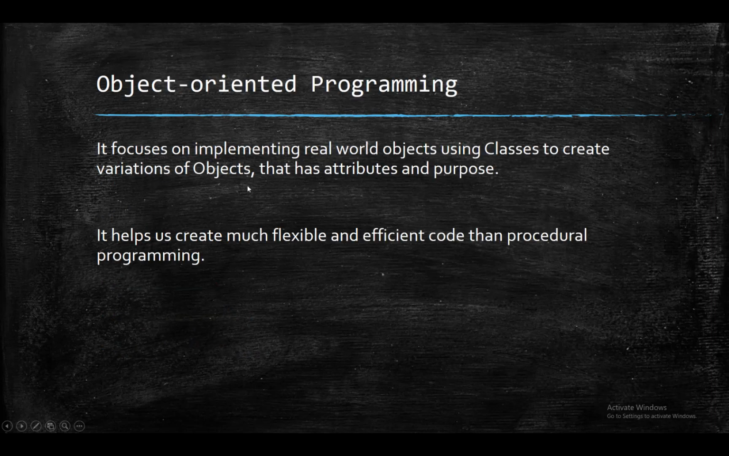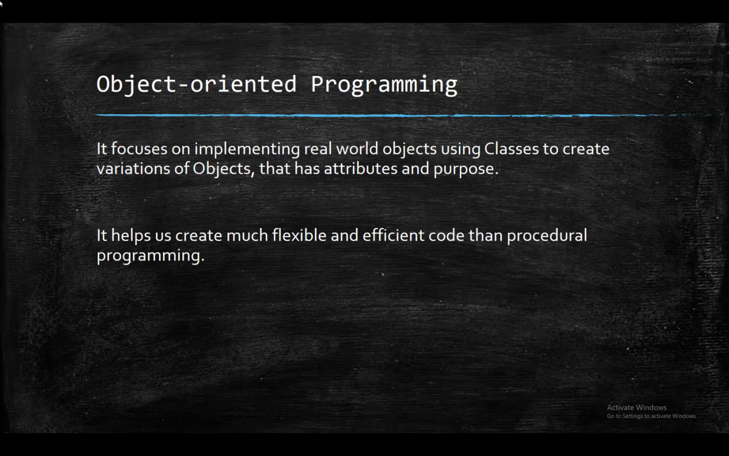Stated here that it focuses on complementing real-world objects using classes to create variations of objects that has attributes and purpose. And it helps us create more flexible and efficient code than procedural programming. If you say object-oriented, it needs to have a classes. So, para mismo ang classes mo natong blueprint, data mag-create og objects, and then let's put an attributes there. Then, gonna write on say purpose na to ana nga object, diba?